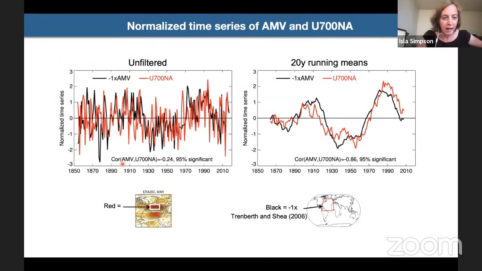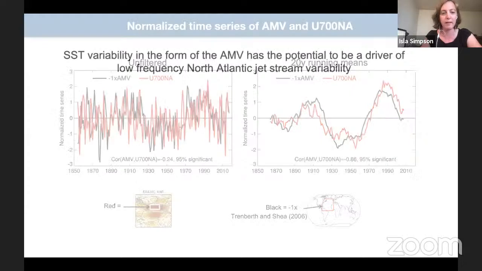Here I'm just putting up the time series going back to 1850. On the left is unfiltered, on the right is 20-year running means. Black is -1 times AMV, and red is the winds in this North Atlantic box. On the high frequencies, there's all sorts of noise, they're not coming along together. But even without filtering, I think you can see that on the low frequencies, these two things are coming along together, and that becomes clearer when you look at the 20-year running means. Again, very few degrees of freedom, but these do pass our significance tests. But it'll be nice to see how this evolves as we go into the future to have more confidence.